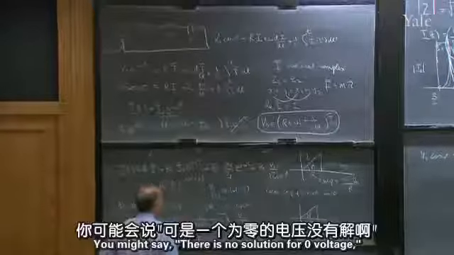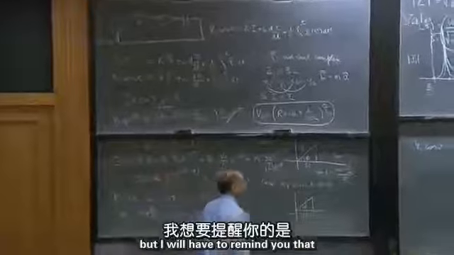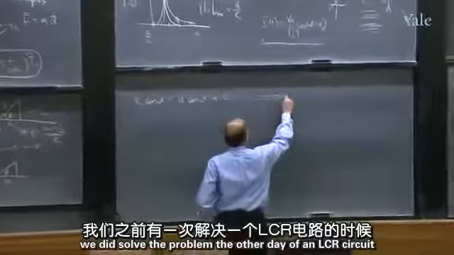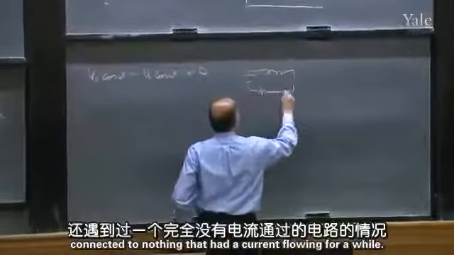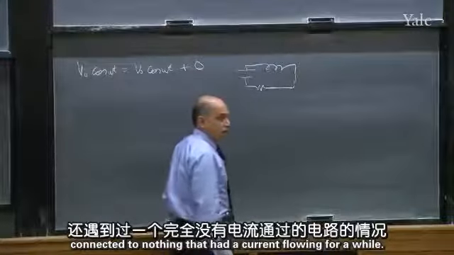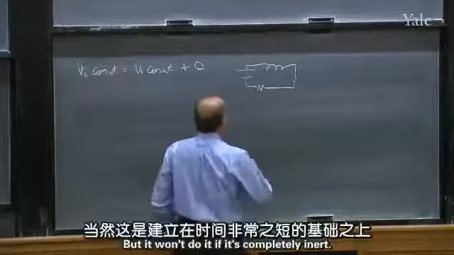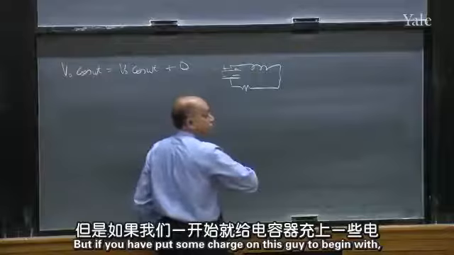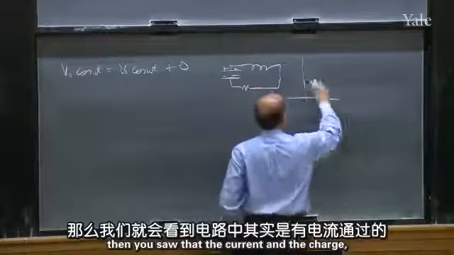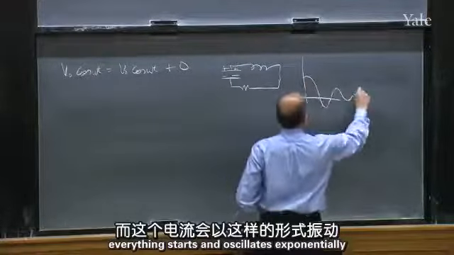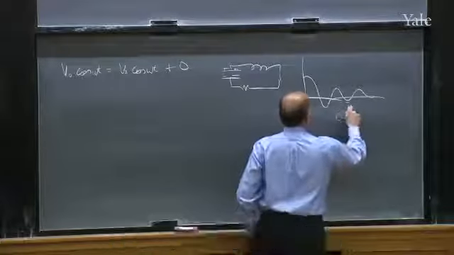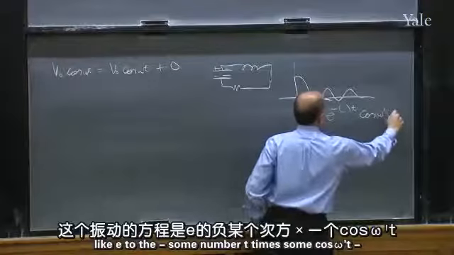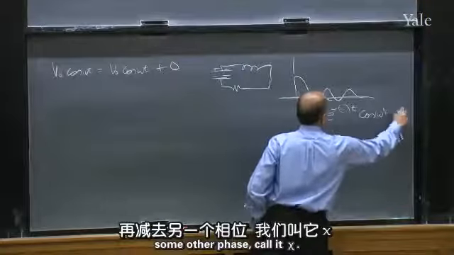And you might say there is no solution for 0 voltage, but I will have to remind you that we did solve the problem the other day of an LCR circuit connected to nothing. It had a current flowing for a while. But it won't do it if it's completely inert. But if you have put some charge on this guy to begin with, then you saw that the current and the charge, everything starts and oscillates exponentially, like e to the minus some number t times some cos omega prime t minus some other phase. Call it chi.